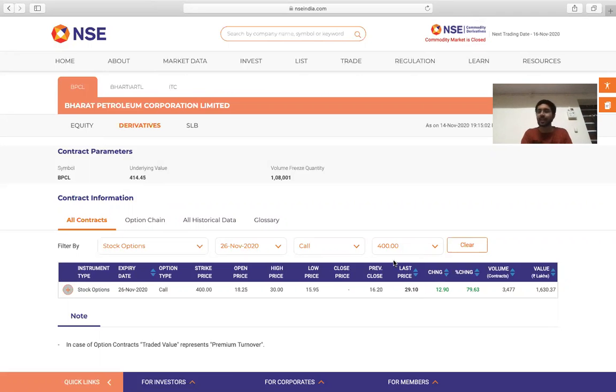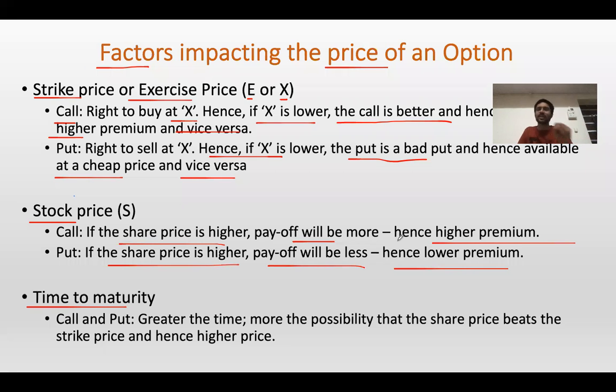And similarly, the last price and change that I took is also not of the same minute. It is of different dates. So actually, this practical example that I'm showing you is not the correct example, but it's more to just give you an intuition that what we are studying is actually true. When the share price is higher, the payoff for a call option is going to be more and will demand a higher premium.